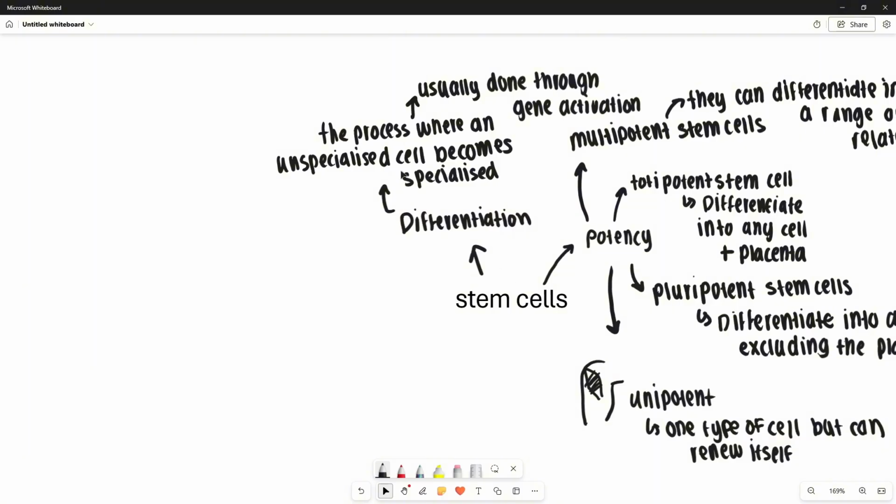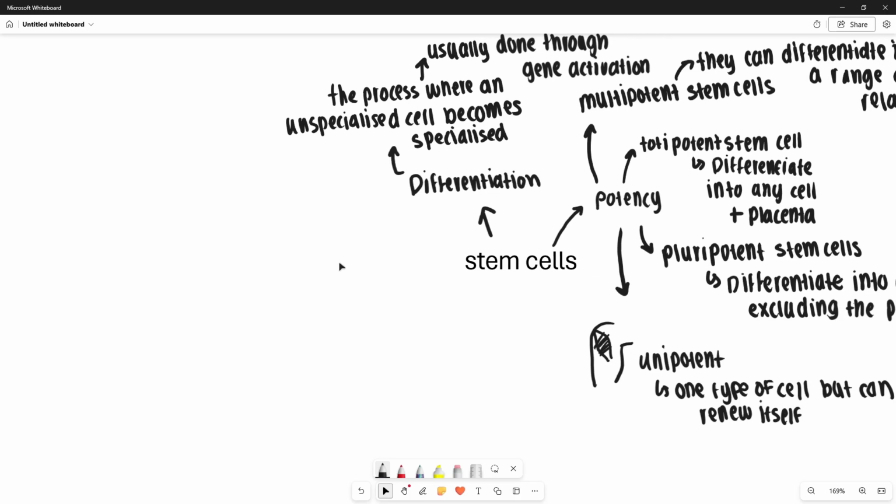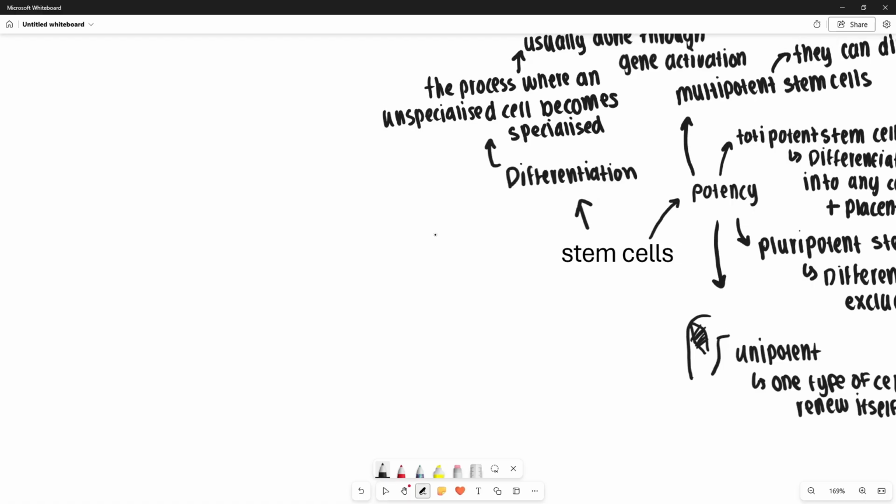Now that we know the definition of differentiation, we can move on to the types of stem cells. We went over the potencies, but we haven't gone over the types of stem cells that you can encounter in this course. So, types. I explained it because it's very important. First we have embryonic stem cells. These are found in early stage embryos, the blastocysts. They are pluripotent and divide indefinitely.